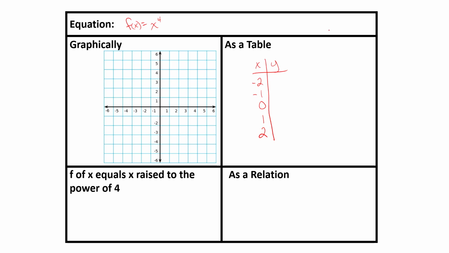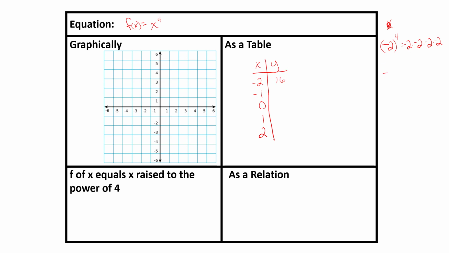Okay. So let's start with x. -2, my value of x, raised to the 4th power. That's the same as -2 times -2 times -2 times -2. I have 4 negatives getting multiplied. That's going to give me a positive number. 2 times 2 is 4, times 2 is 8, times 2 is 16.